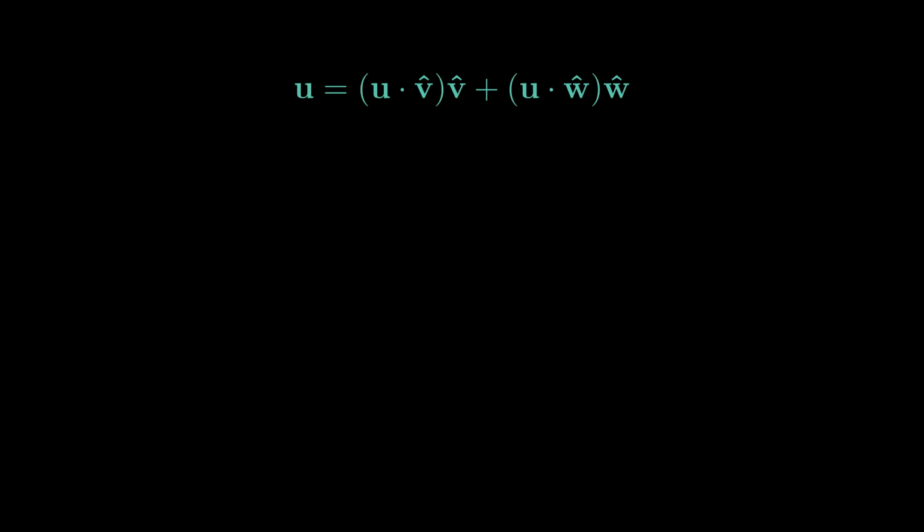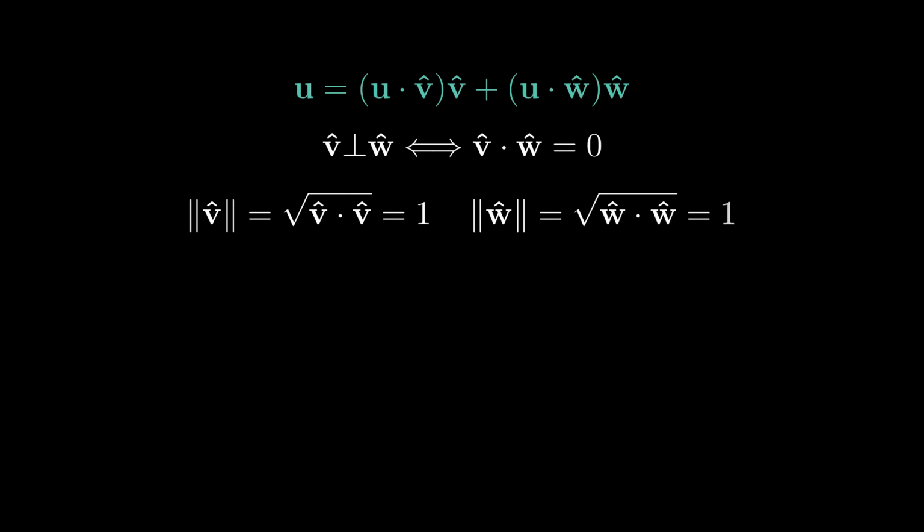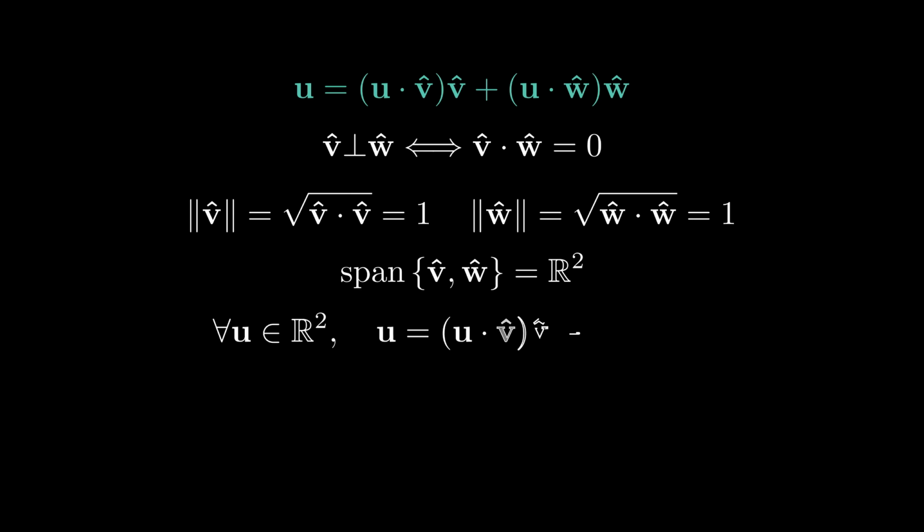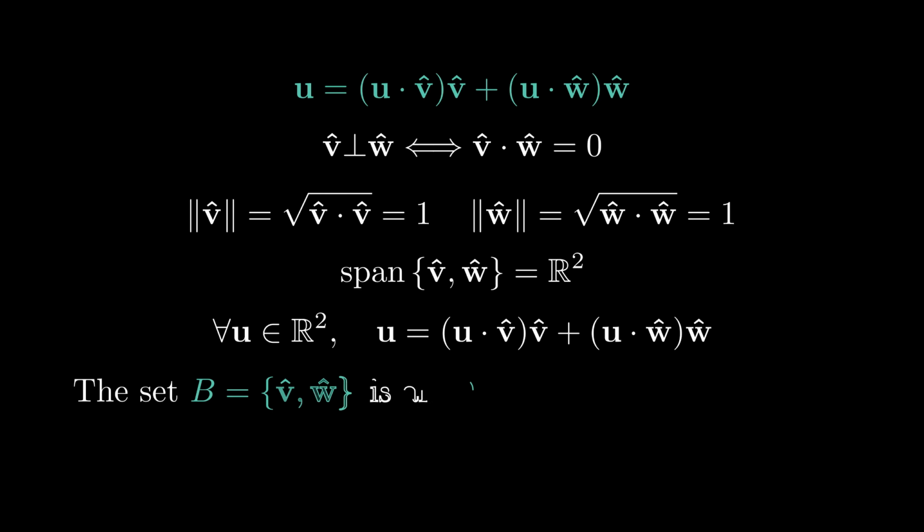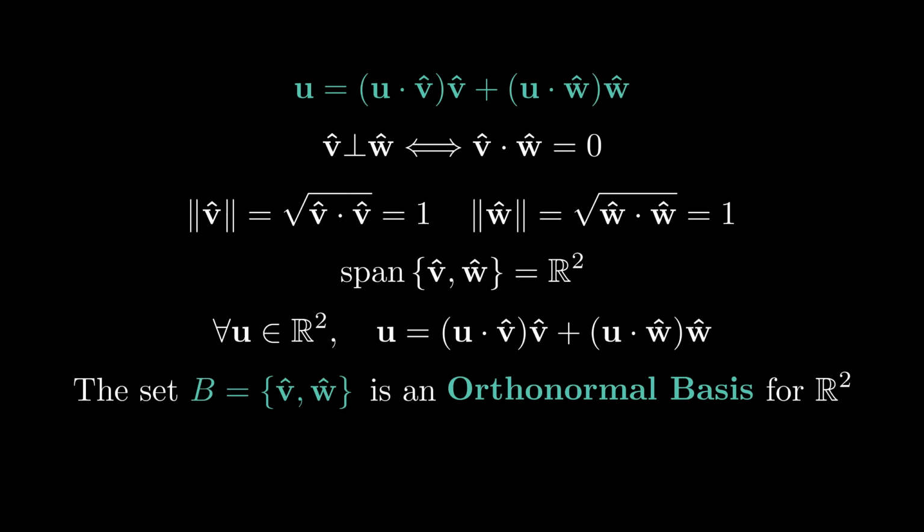We know that the two vectors v and w are orthogonal since their dot product is 0, and that each one is a unit vector since its magnitude is 1. We say that these two vectors span the entire two-dimensional plane, and for every vector u in the vector space R2, we can write the vector u as a linear combination of its projections on each vector. The set of those two vectors is thus an orthonormal basis for R2, two orthogonal unit vectors that span the space.